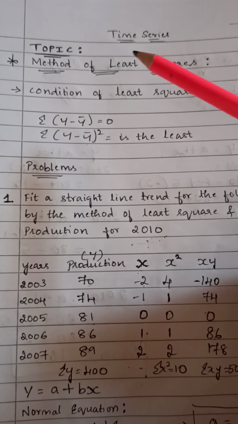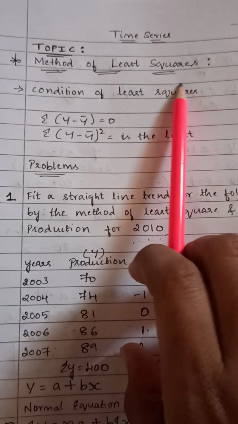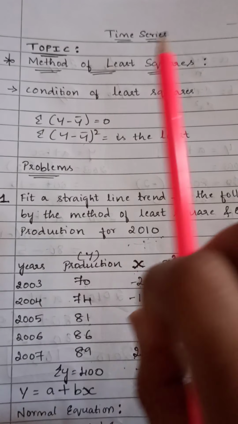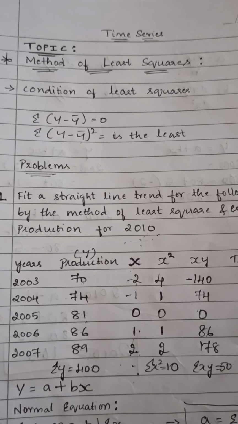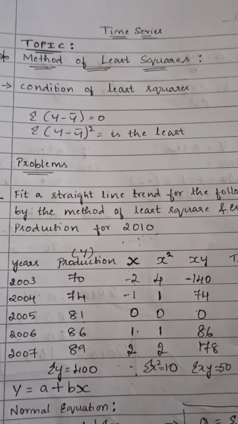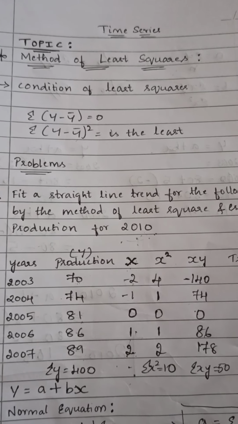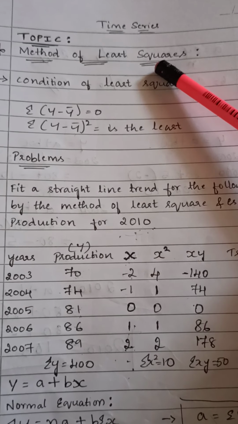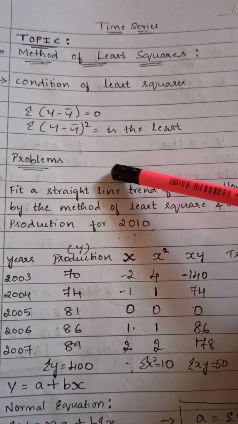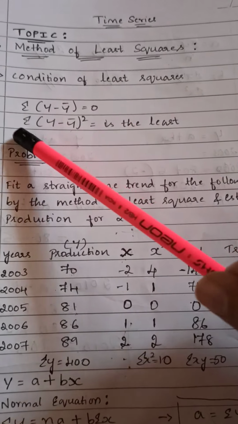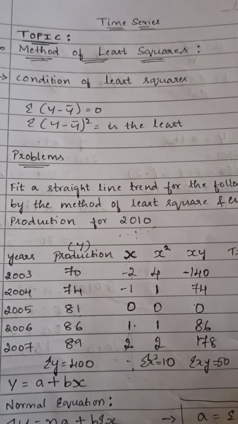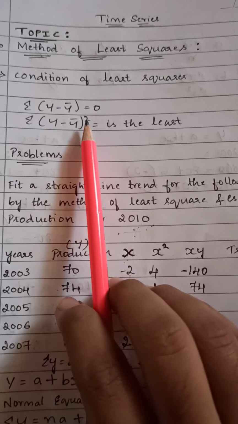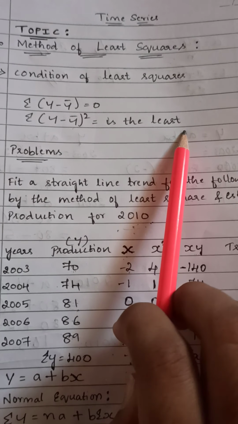The next topic under time series is the method of least squares. In the previous classes we solved the problems on the method of moving averages, and now we are going to solve the problems on the method of least squares. These are the conditions for your knowledge: summation (y minus y bar) equals 0, and summation (y minus y bar) whole squared is the least.